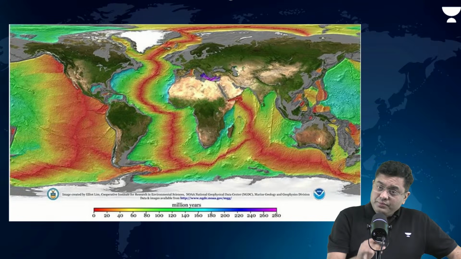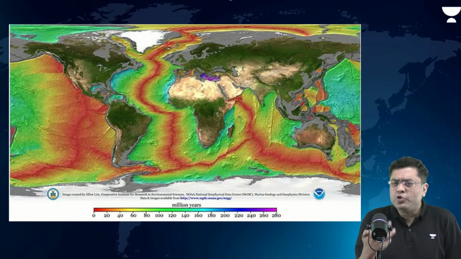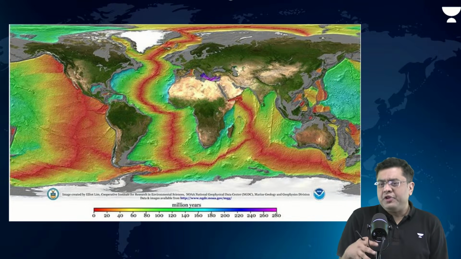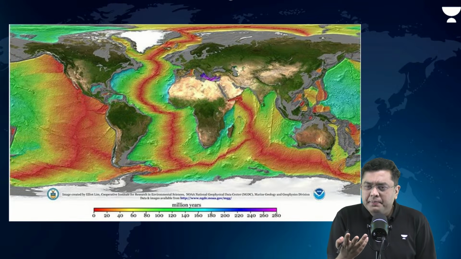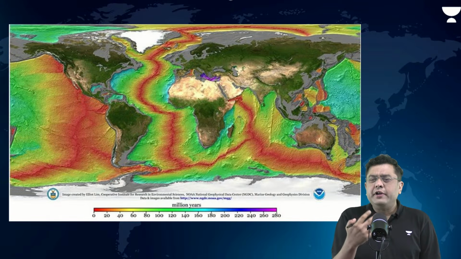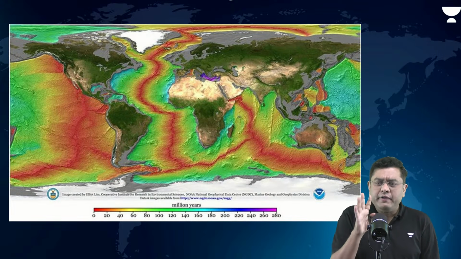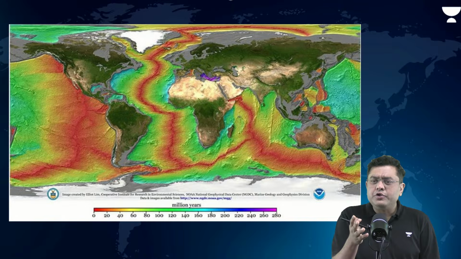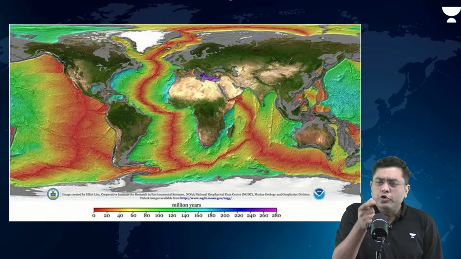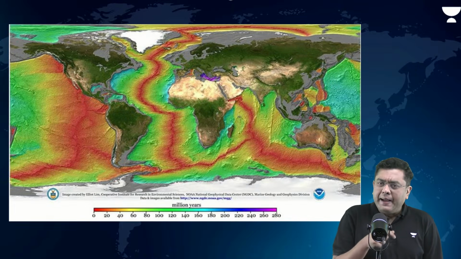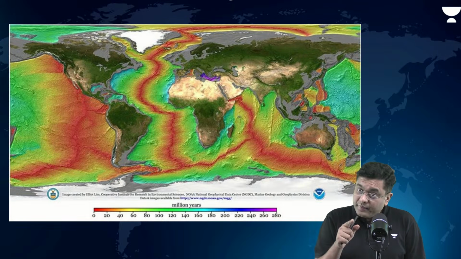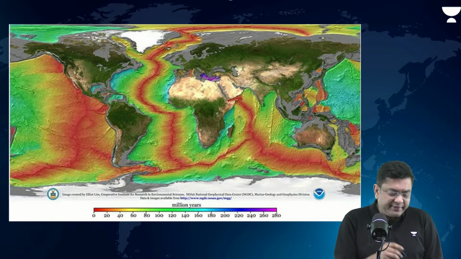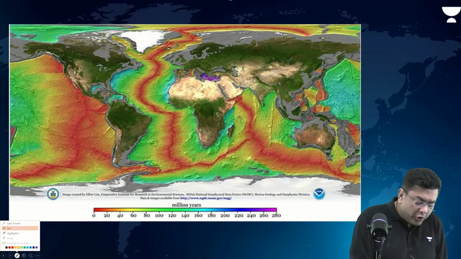Then this is a very unique map. This is a map which is presented by NOAA. Now, NOAA is one of the most reliable geographical, oceanographic and climatological analysis bodies that you will get in the world, along with the United States Geological Survey. So you can rely on that. Now, this map shows the age of the oceanic floor.